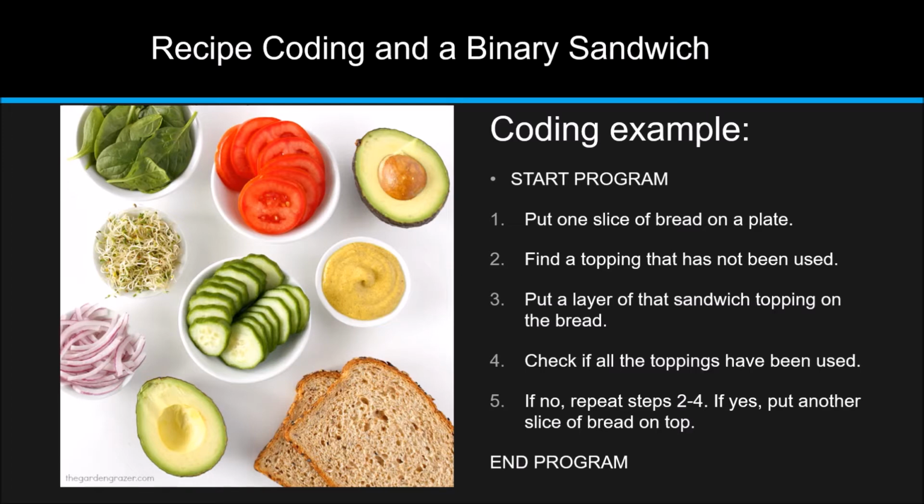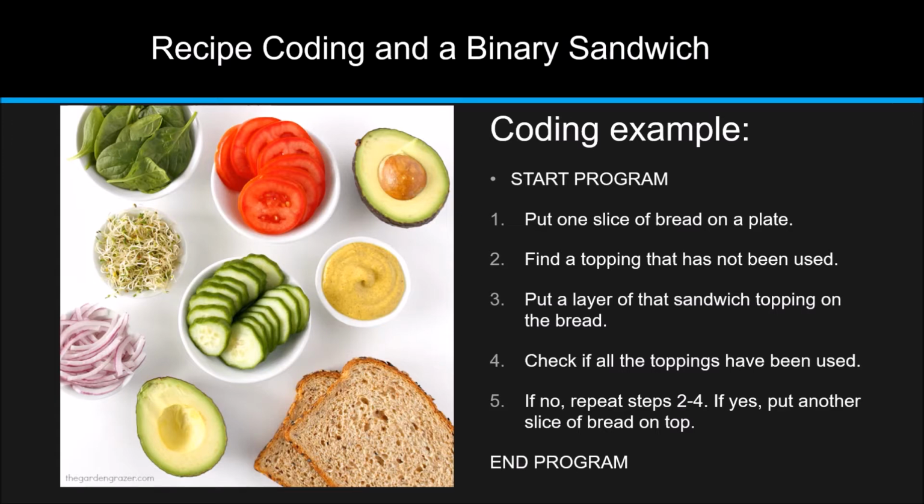Coding is how you write a computer program. Well, what is a computer program? A computer program is a set of instructions. It's how you tell the computer what to do. But how do you tell a computer what to do? You have to break down something that you want to do into steps and give it step-by-step instructions. So we're going to use a sandwich as an example of how you would write a program.